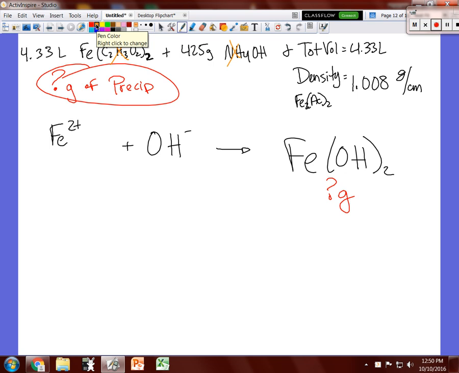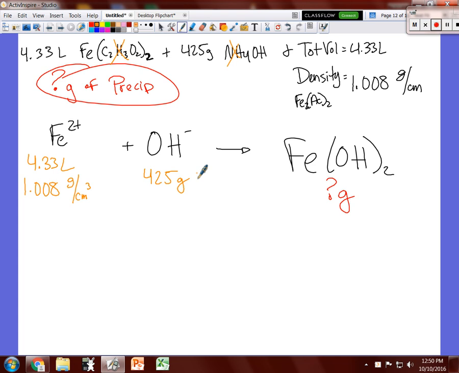All right. It says that you have 4.33 liters and a density of 1.008 grams per cubic centimeter. Wow. We're just starting. Slow down, dude. Alright, here's why this is a tough problem. They give you a lot here.